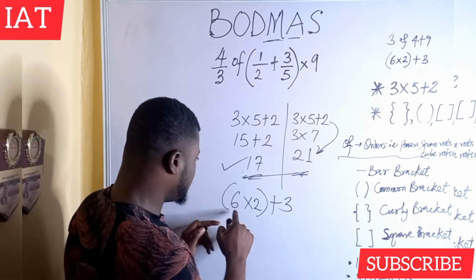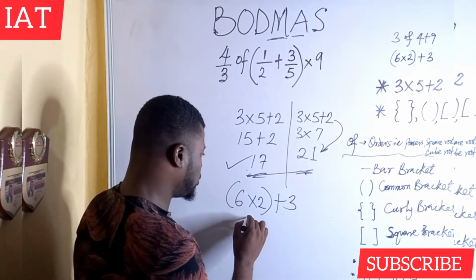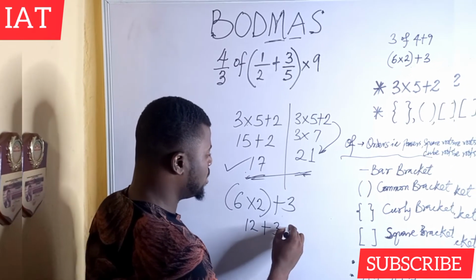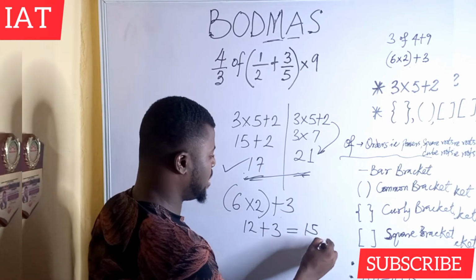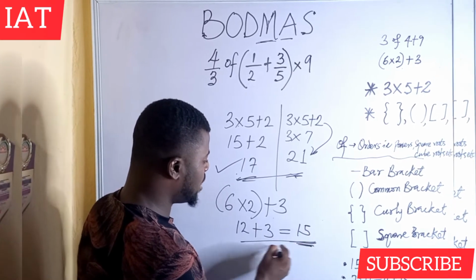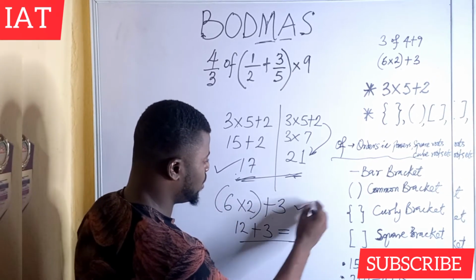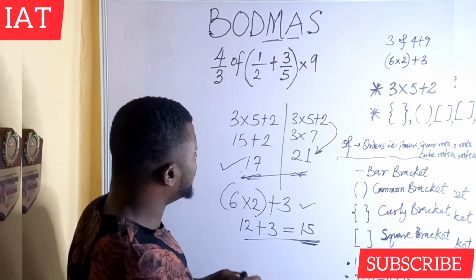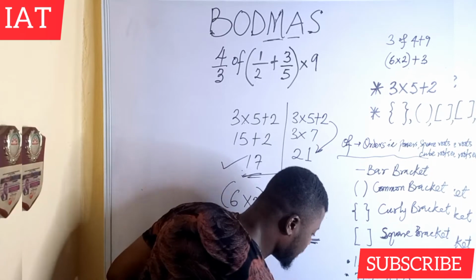So here we have 6 multiplied by 2, and that is 12. Plus 3, when you add up 12 and 3, then you have 15. And this is the answer. This is the answer to this problem. All right? So, similarly, you can try this. And that is simple. Let's work on it together.